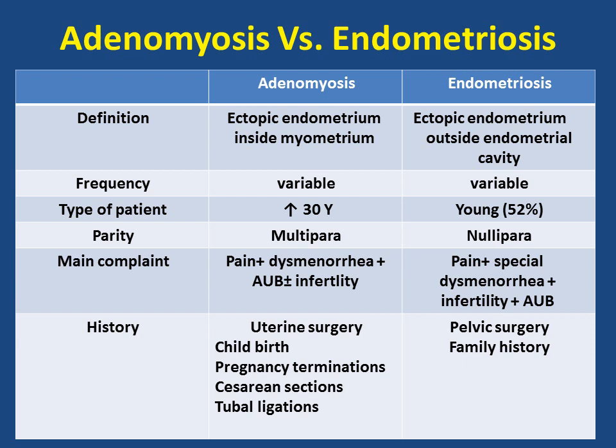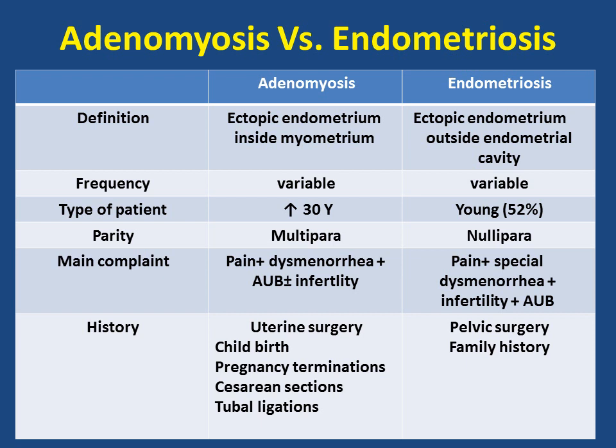The frequency is variable in both diseases because of different factors affecting the prevalence, like age, pain, infertility, and so on. The patient in adenomyosis usually is multipara and older than that in the endometriosis group. Endometriosis is commonly seen in nulliparous women, usually in the childbearing period and young women. The main complaint in adenomyosis is central piercing pelvic pain, dysmenorrhea, abnormal bleeding, and sometimes infertility. But in endometriosis, different types of pain, a special type of dysmenorrhea, infertility, and abnormal uterine bleeding.